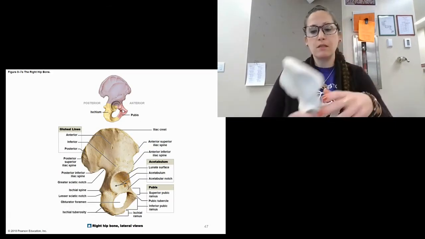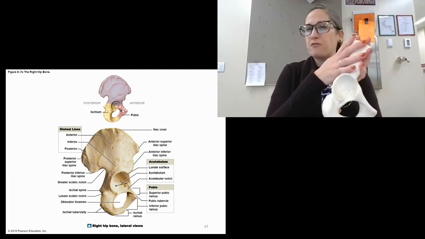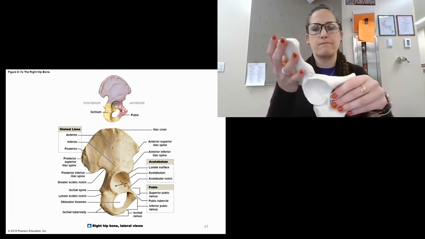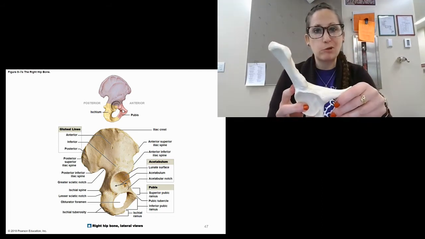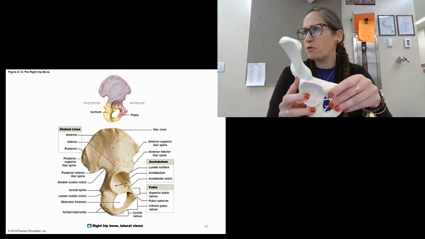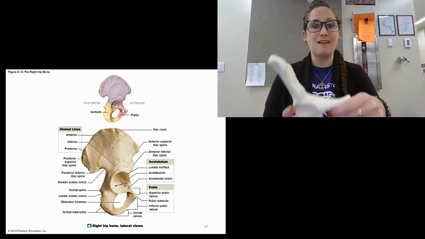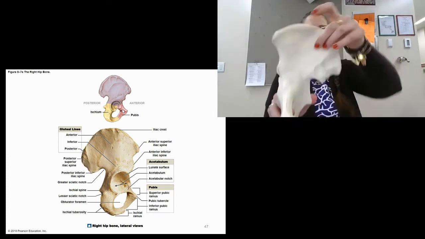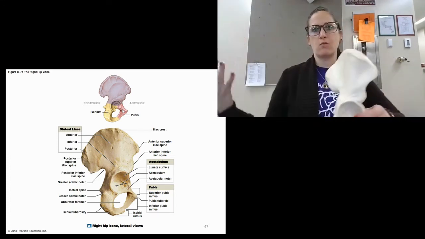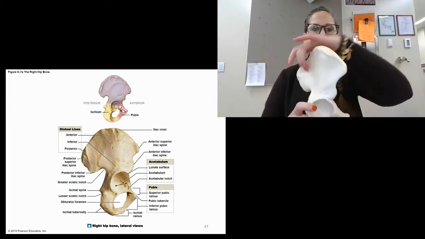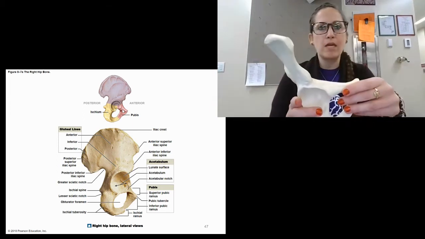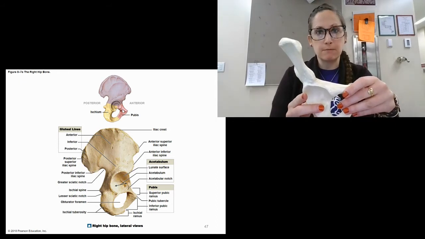So starting with the ilium, so that's this kind of flare portion at the top, or superior part of the coxal bone. For that, you need to be able to identify four things. So first is the ala. The ala is this whole structure here, kind of like a giant wing or a giant cape, and that's your ala, that big wing portion of the ilium.